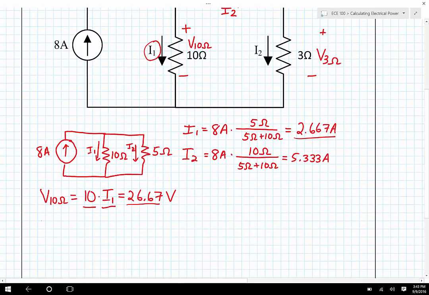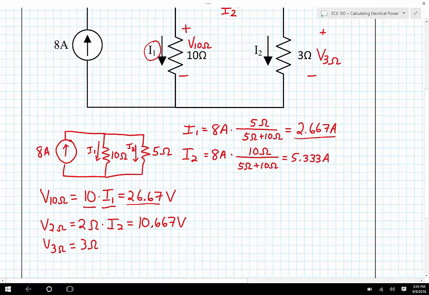We can calculate V sub 2 ohms. V sub 2 ohms is going to be 2 ohms multiplied by I2, which it turns out is 10.667 volts. And then V sub 3 ohms is going to be 3 ohms times I2, which is 16 volts. We can then go to calculating the power.